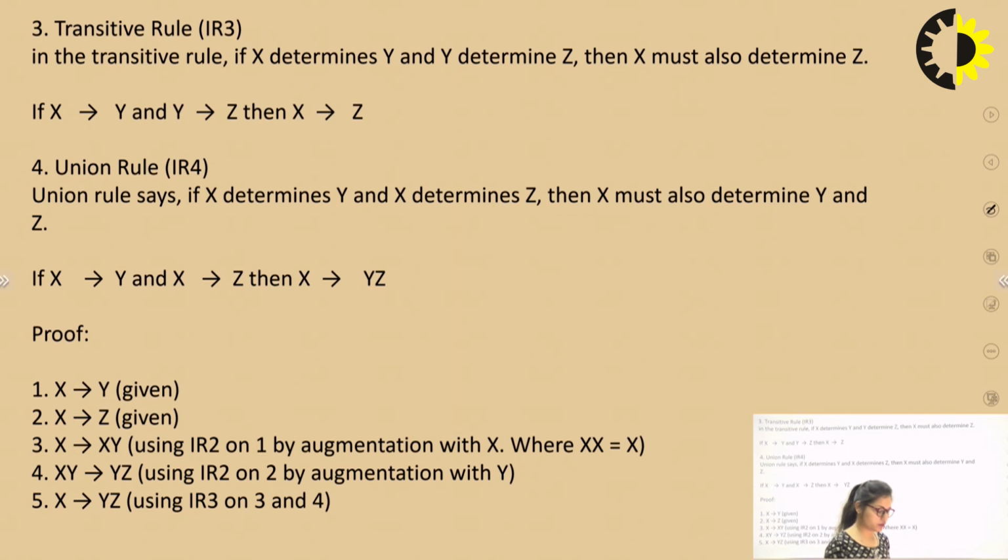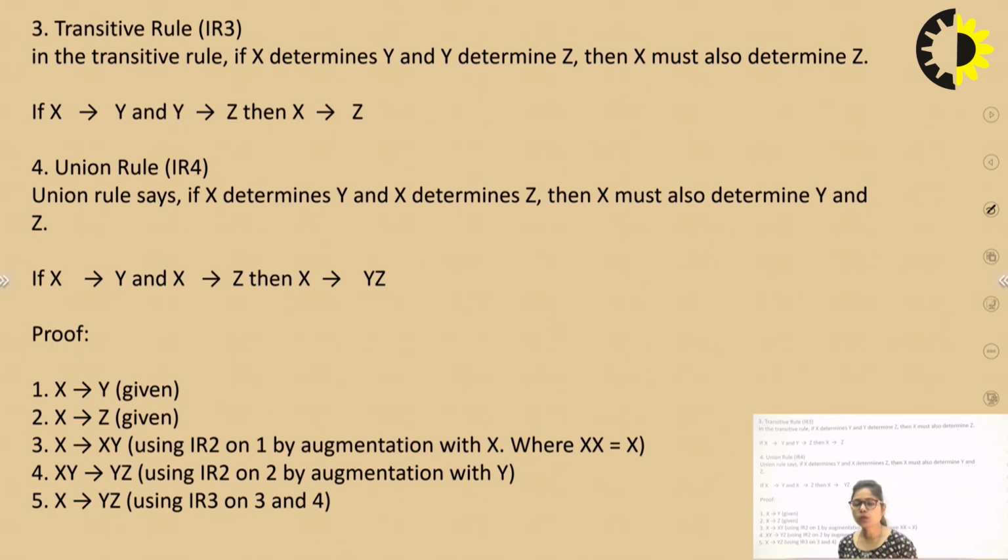Now, what is the transitive rule? If x determines y and y determines z, then x determines z is also applicable, is also right. This is termed as the transitive rule. In the transitive rule, if x determines y and y determines z, then x must also determine z. This is called the transitive rule, and we will discuss these rules further.